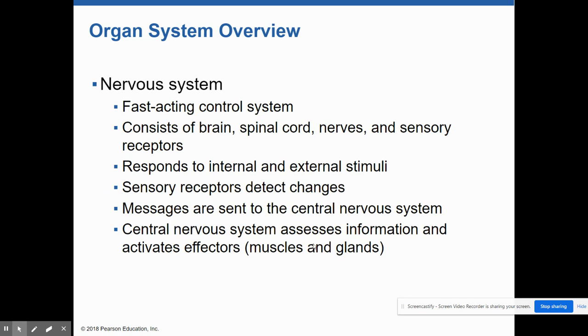and the nerves are responsible for sending messages to the central nervous system. And the central nervous system assesses the information and activates the effectors in the muscles and glands to produce a response to the stimuli.